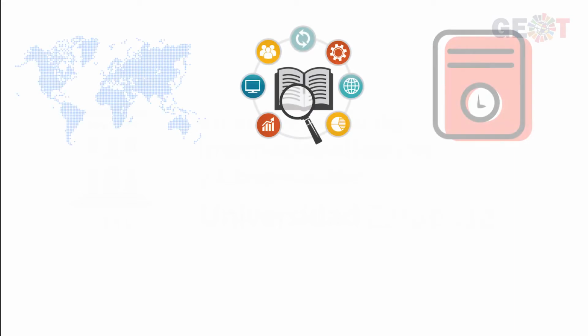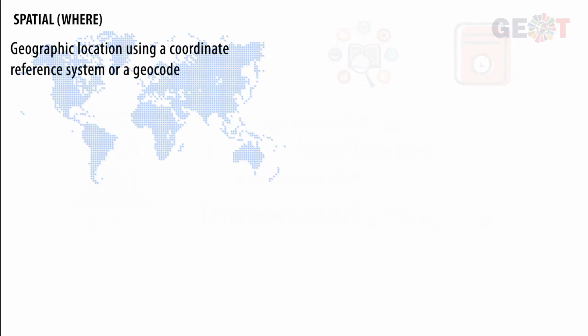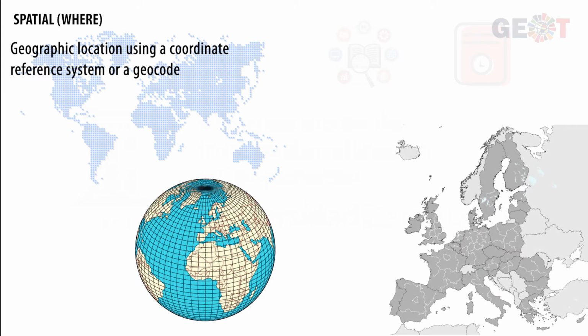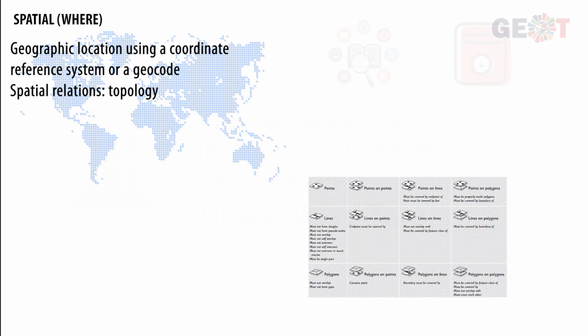GIS are done from geospatial data and geo-referenced information. They can be spatial data, descriptive data, and temporary data. Spatial data is the geographic location using a coordinate reference system, latitude, longitude, and altitude, or a geocode when data are referred to an administrative unit. Topology is a collection of rules that, coupled with a set of editing tools and techniques, enable the geodata to more accurately model geometric relationships.